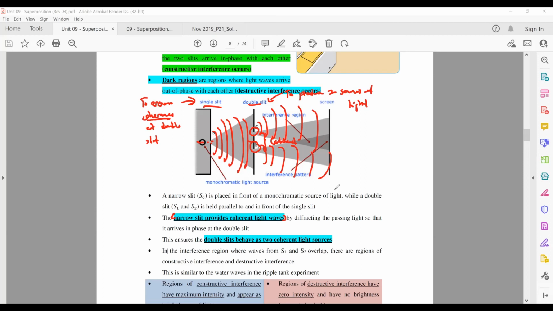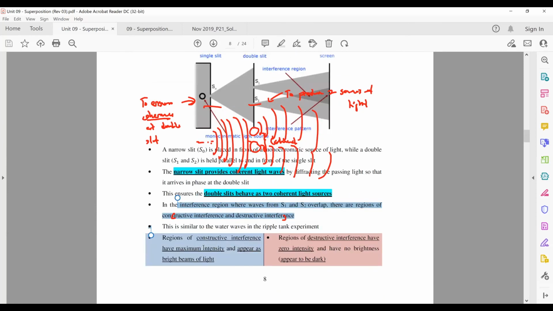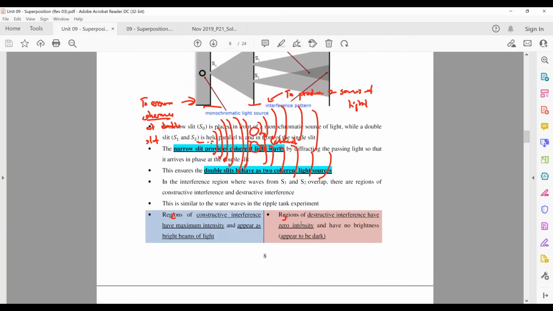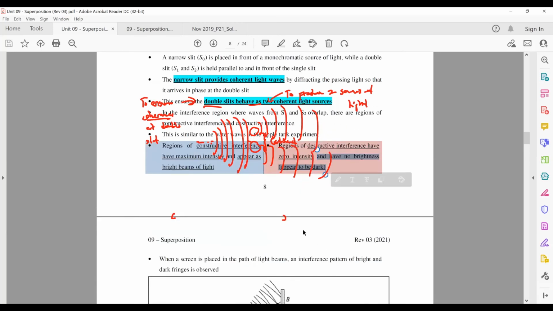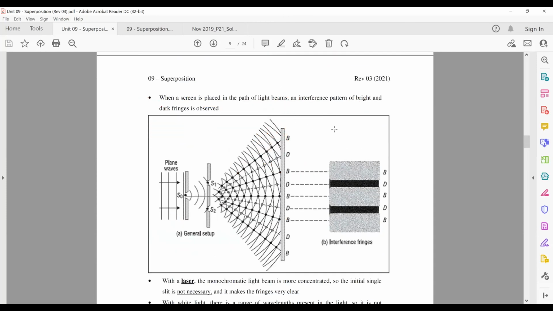All right. So in the interference regions where S1 and S2 overlap, there are regions of constructive and destructive interference, similar to the waveforms in the ripple tank. Regions of constructive interference appear as bright beams of light that have maximum intensity. Regions of destructive interference have zero intensity or no brightness. They appear to be dark. So when a screen is placed in the path of the light beams, an interference pattern of bright and dark fringes is observed.